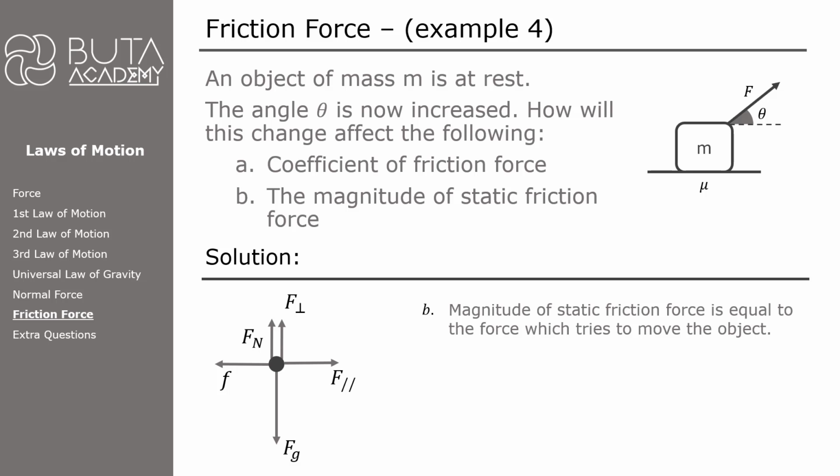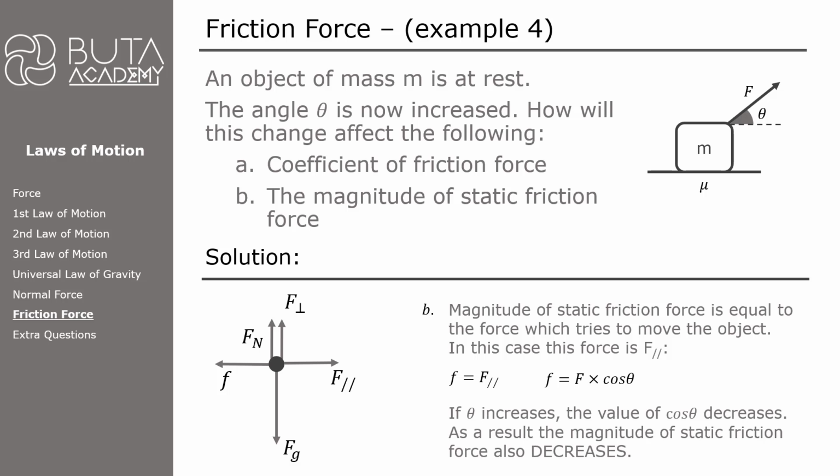We can see that the friction force is equal to the parallel component of the applied force. The parallel component is in the horizontal direction, and the horizontal line is adjacent to the angle of theta. Thus, F parallel and friction force in this case are equal to F times cosine theta. We know from maths that if you increase the angle, value of function cosine will decrease. As a result, the magnitude of the friction force will also decrease.